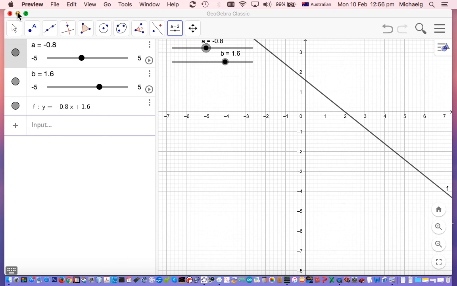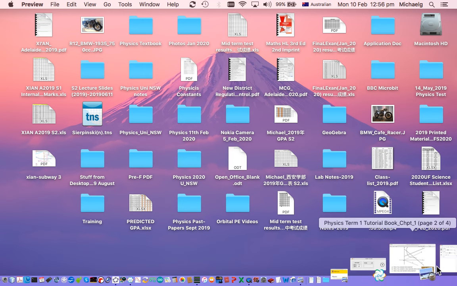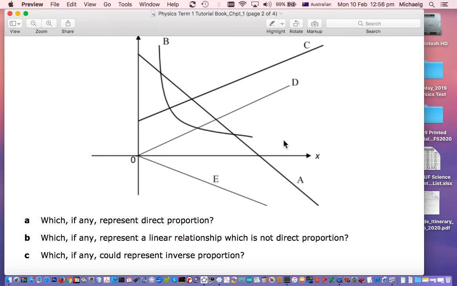Let's minimize this, and then we'll come up to here. So we've settled for this that C and A are linear relationships which are not directly proportional because they have a y-intercept. Which, if any, could represent inverse proportionality?